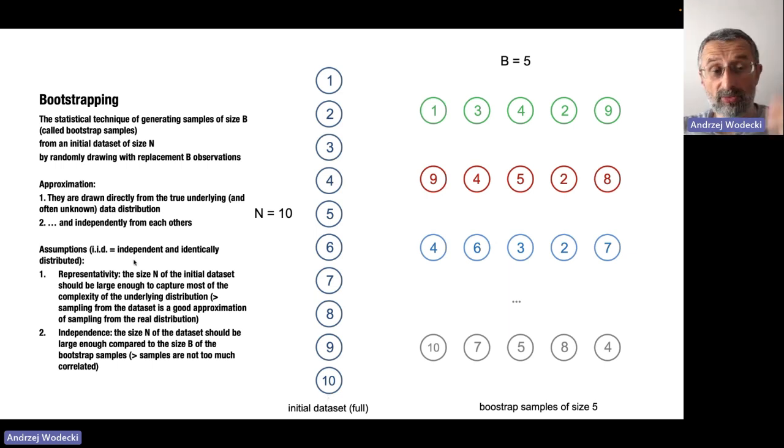The assumptions, and you'll find it in many textbooks on machine learning also, are so-called IID, independent and identically distributed. So firstly, identically distributed means that they are representative. The size n of the initial dataset should be large enough to capture most of the complexity. And independence: the size n of the dataset should be large enough compared to the size B of the bootstrap samples, so samples are not too much correlated. So these are the assumptions.